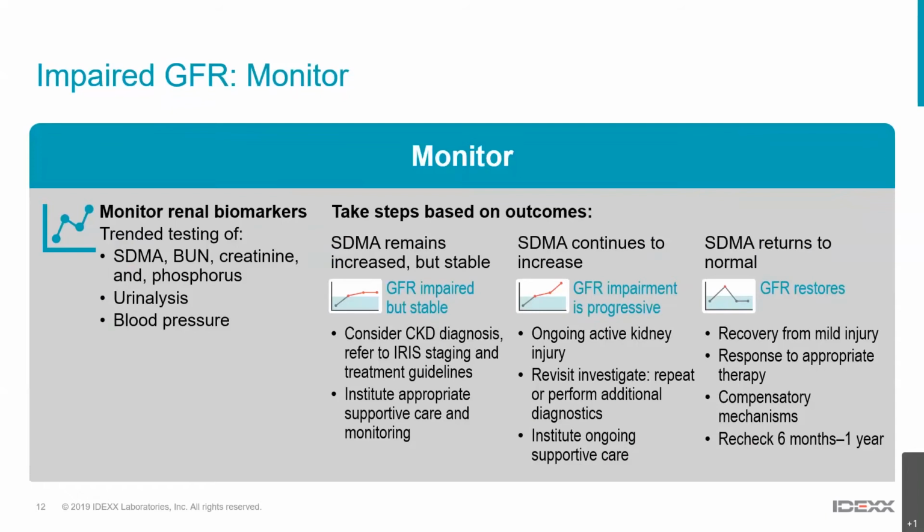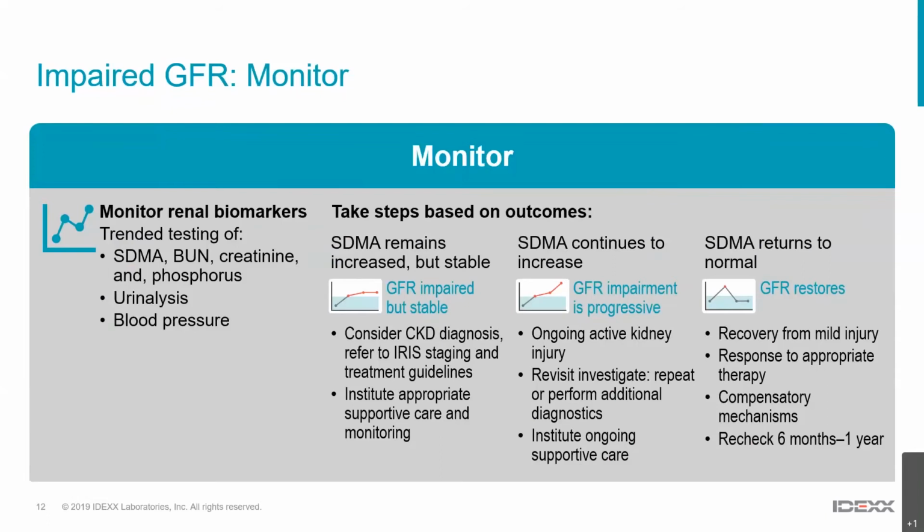If when we recheck our patient's renal biomarkers, we find that SDMA is continuing to increase, then this is telling us that the GFR impairment is progressive, and we should consider that this patient has ongoing active kidney injury. So we really want to go back and revisit, investigate, repeat or perform additional diagnostics, and institute ongoing appropriate supportive care.